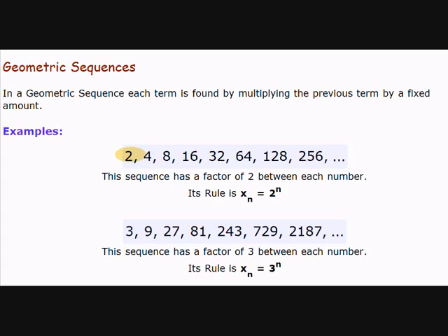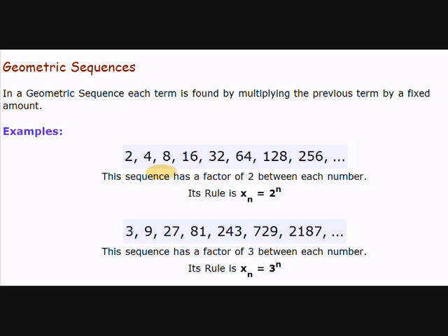This can be expressed as a power of its position, like 2 to the power 1 for the first term, 2 to the power 2 for the second term, 2 to the power 3 for the third term, etc. Or you can also see that this term is nothing but 2 times this one, and this term is nothing but 2 times the previous one. This term is nothing but 2 times its previous term, etc.